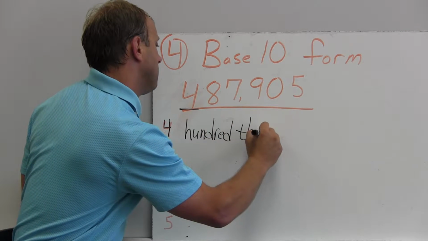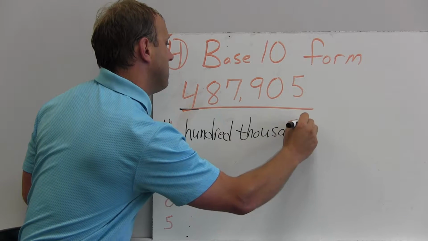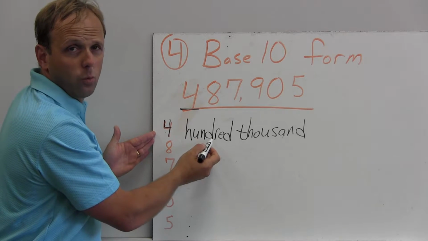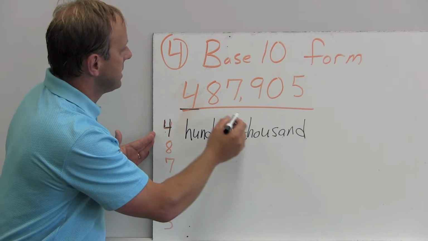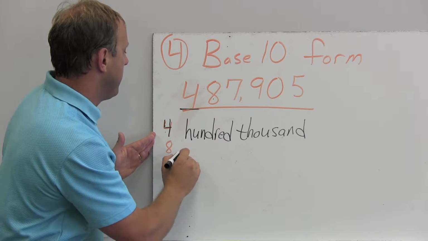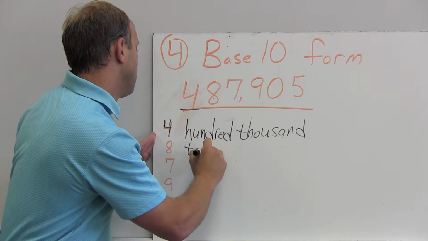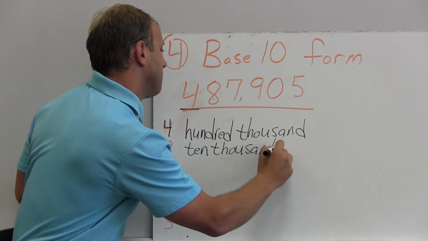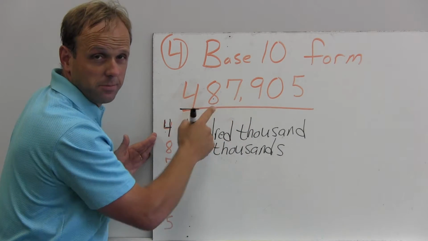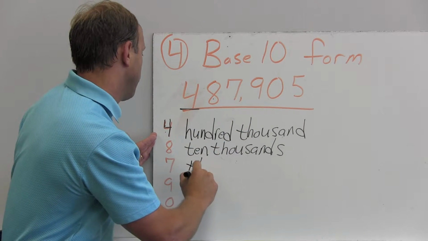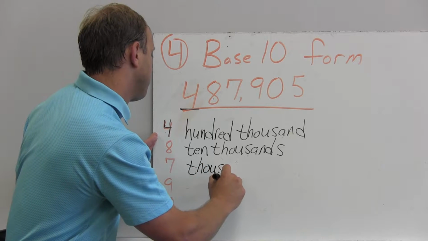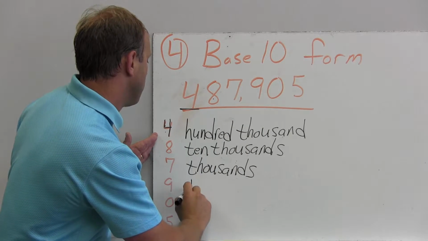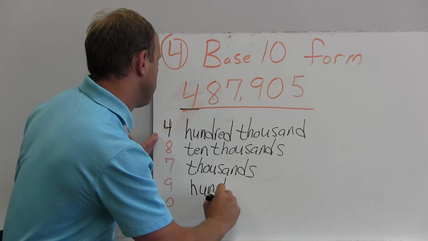400,000. So I have a digit, and then I have word form in naming the place. My 8 is in the 10,000s place, so I'd say 8 10,000s. 7 is in the thousands place, so I simply write 7,000s. My 9 is in the hundreds place, so I write 900s.